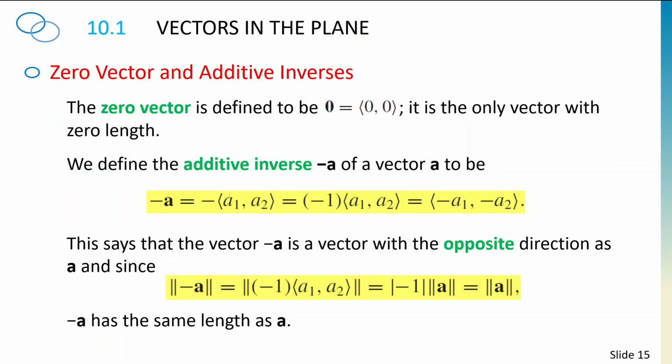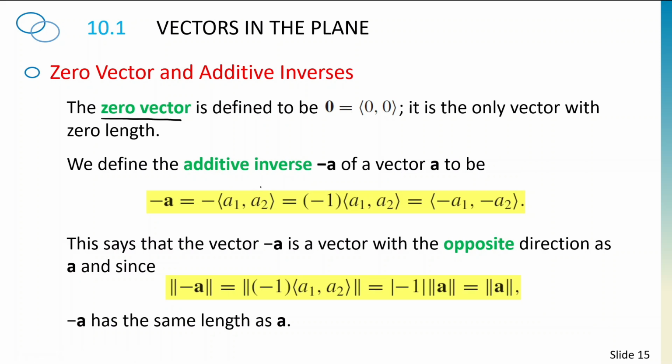Okay, there are more properties for vectors. There's something we call the zero vector, okay? So this is what we call the zero vector. So the zero vector, as expected, is a zero. The notation is 0 in bold, and it's a vector where its first component and second component are 0, 0. So this is a vector with a length of 0. So it's just like a point. It has a length of 0.